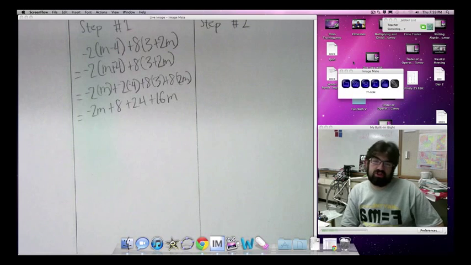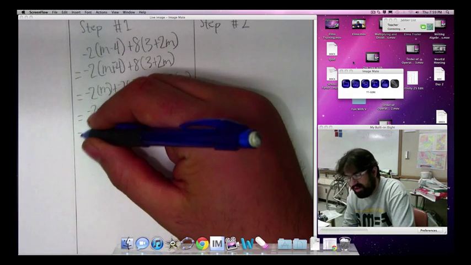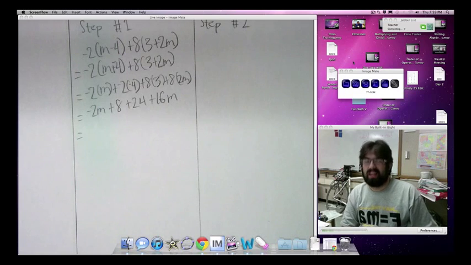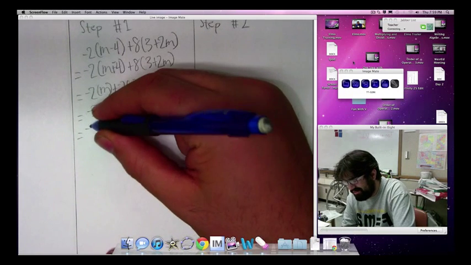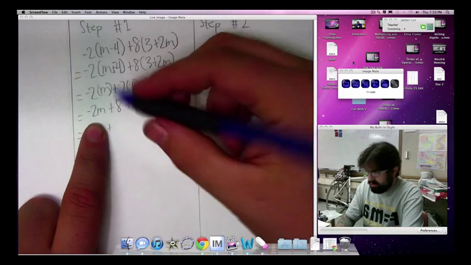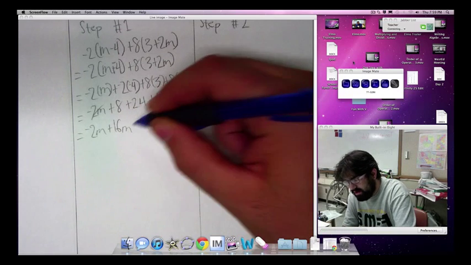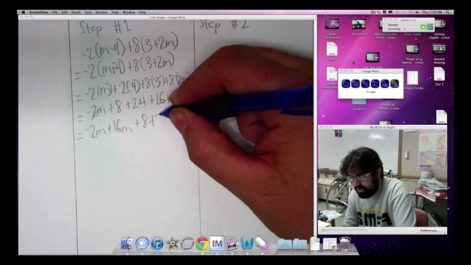Okay, now I've distributed. Next step, rearrange. Negative 2m plus, well, that's m. That's a variable. Next variable, 16m plus 8 plus 24.